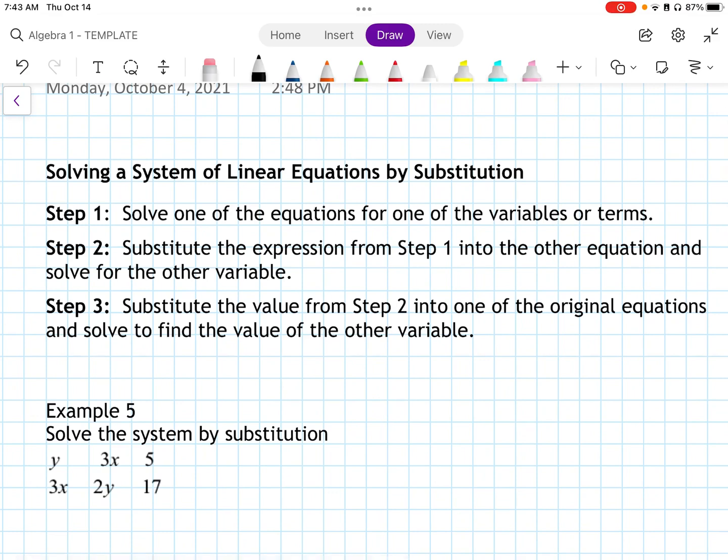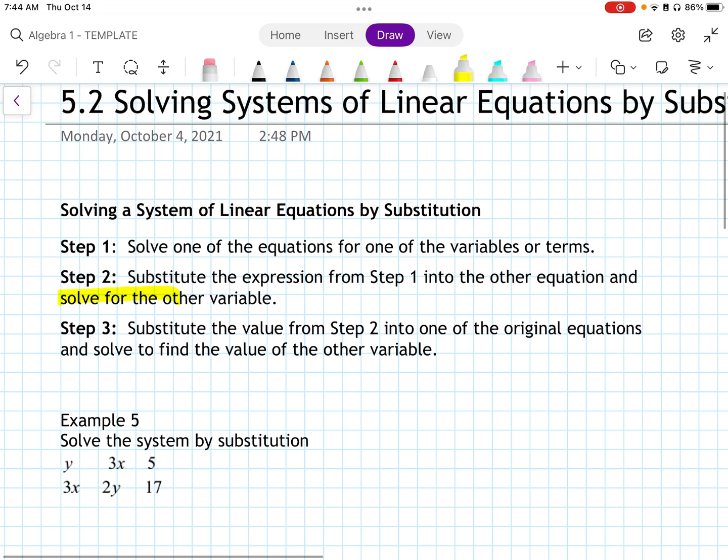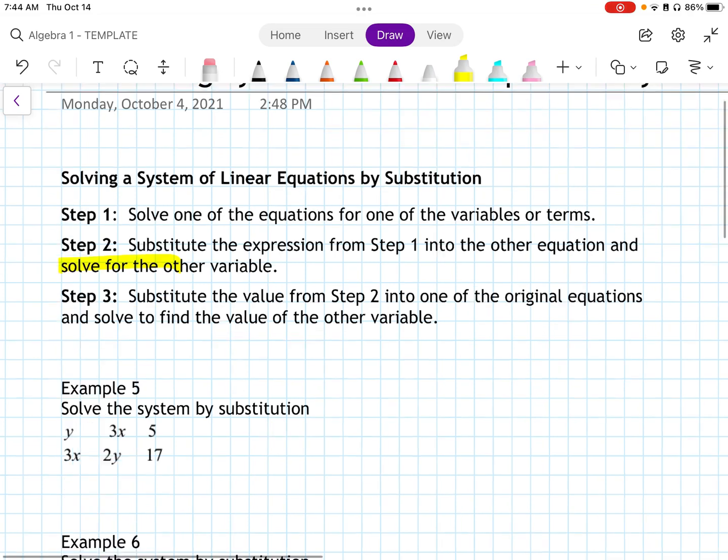Step one would be to solve one of the equations for one of the variables or terms, right? So we get an x by itself or we get a y by itself. Step two is substitute in to the other equation. And then after we substitute in, we have to solve for that variable. And then step three, we plug back in. Okay, let's see how this works.